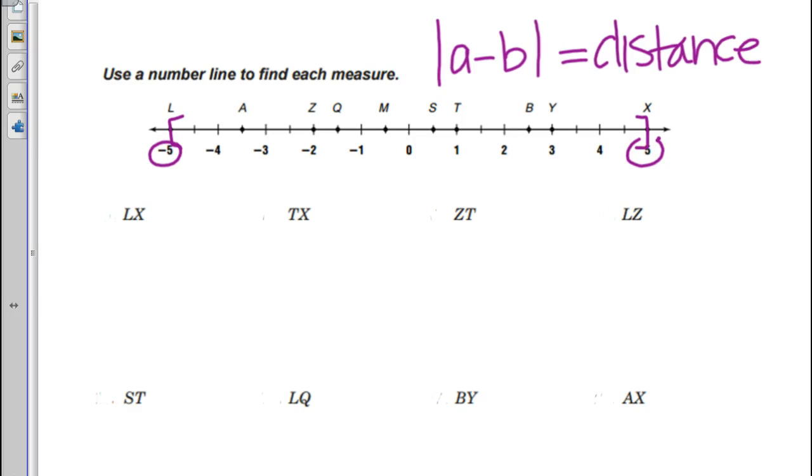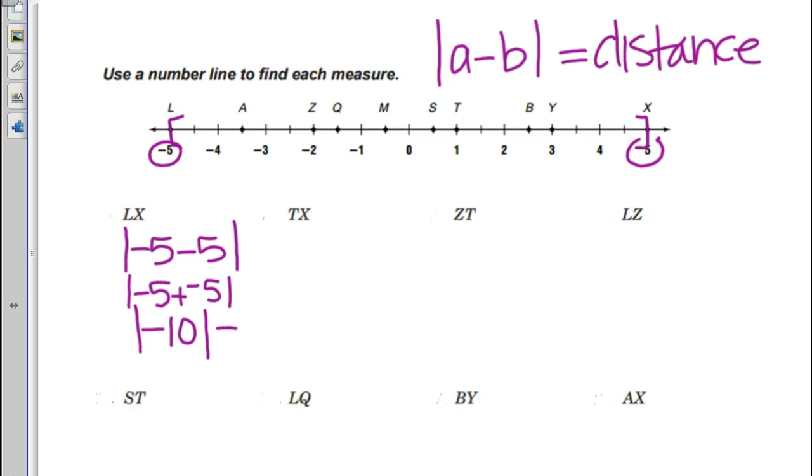All right, so I have 5 and -5. So I'm going to do -5, that's L, minus X, which is 5. So -5 minus 5 can also be written as -5 plus -5, which is -10. But the absolute value of that is 10. That means if I count over from -5 all the way over here to 5, it would be 10 spaces. So you can count that if you want to. We'll just keep rolling with this.